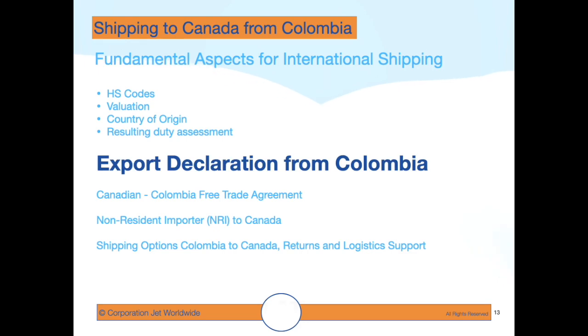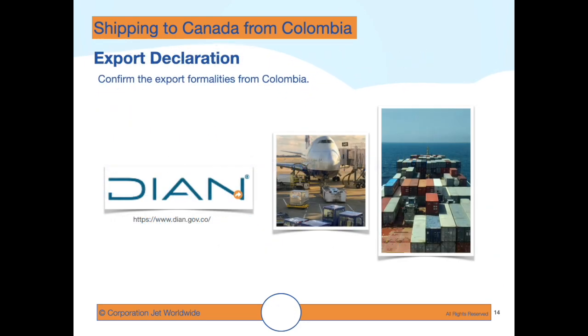Export declaration from Colombia. Exporters must submit an export declaration to Colombian Customs. The exporter must be domiciled and/or represented legally and submit the necessary documentation, which can include such things as a bill of lading or waybill, packing list, and tariff classification. Note that the HS code used for export may differ from the Canadian HS code necessary for import.